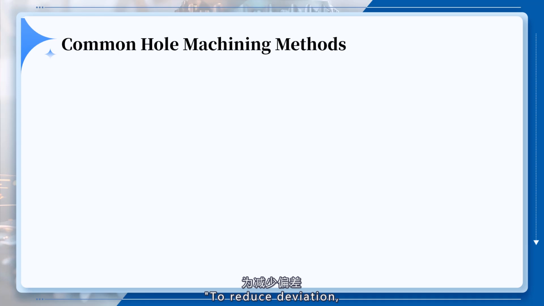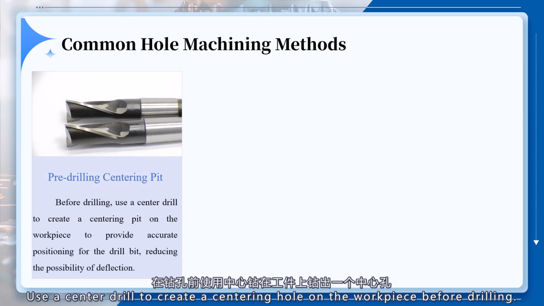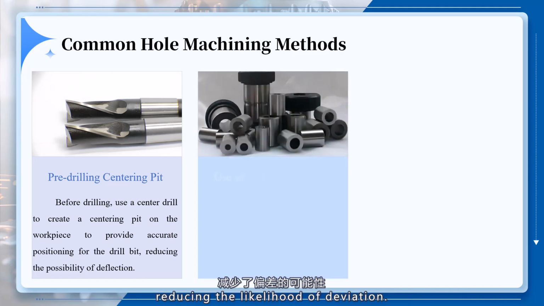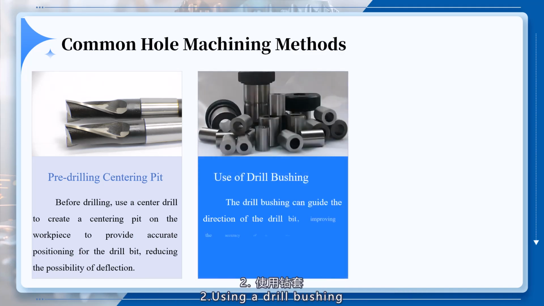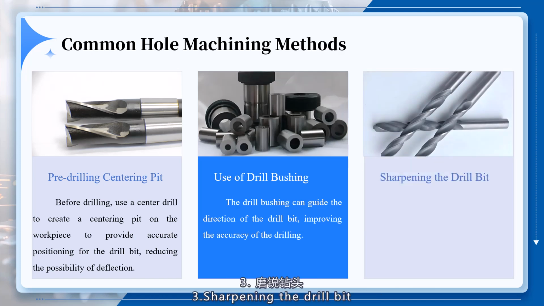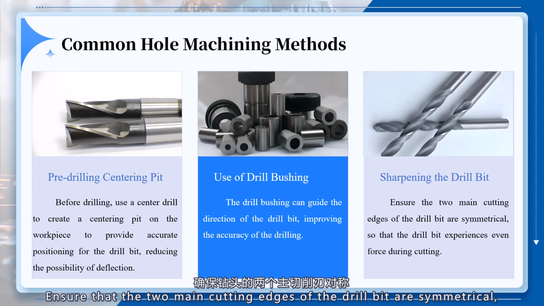To reduce deviation, the following measures can be taken. 1. Pre-drilling a centering hole. Use a center drill to create a centering hole on the workpiece before drilling. This provides accurate positioning for the drill bit, reducing the likelihood of deviation. 2. Using a drill bushing. A drill bushing can guide the direction of the drill bit, improving the accuracy of the drilling. 3. Sharpening the drill bit. Ensure that the two main cutting edges of the drill bit are symmetrical, allowing for even force distribution during cutting.